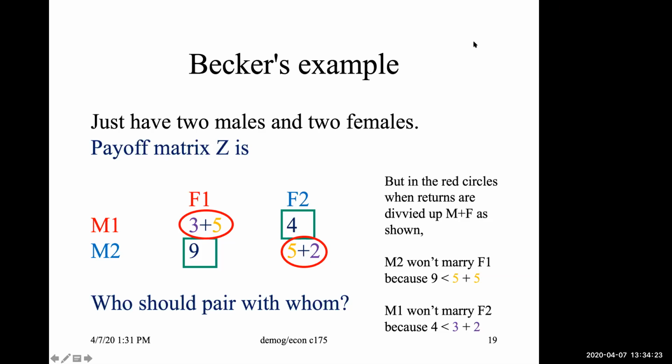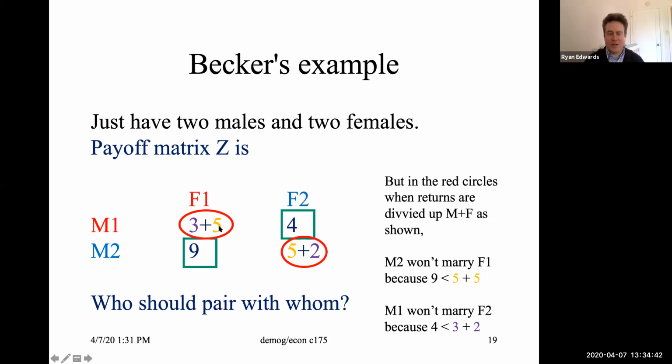Yes, sorry. I was trying to form my question. You were saying that 5 plus 5 is 10, which is greater than 9. But why do they then just give up on F1? Is the 5 plus 5 a hypothetical, like it would never occur?